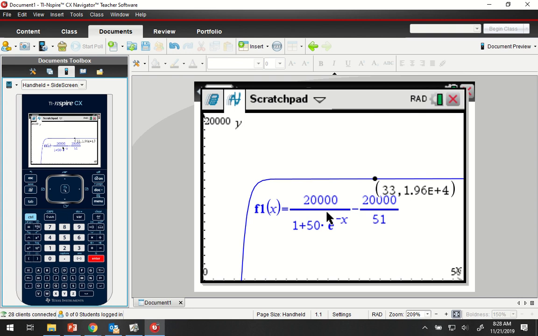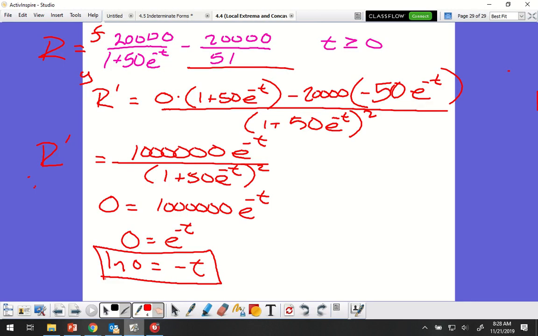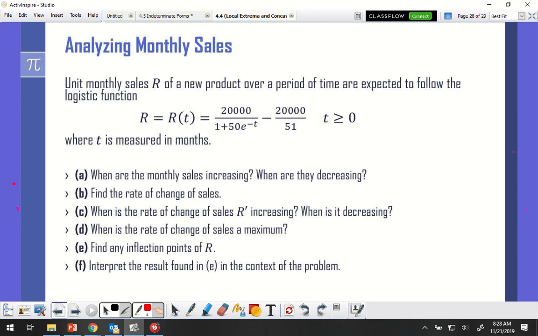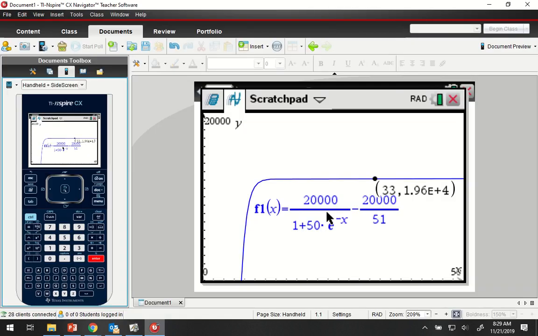Okay, let's go back to my questions then. When are the sales increasing? So this is the function, and I want a positive slope. Positive slope looks like it happens in between, right about here, and it levels off at some point right in here. I don't know, let's check to see what my graph says.